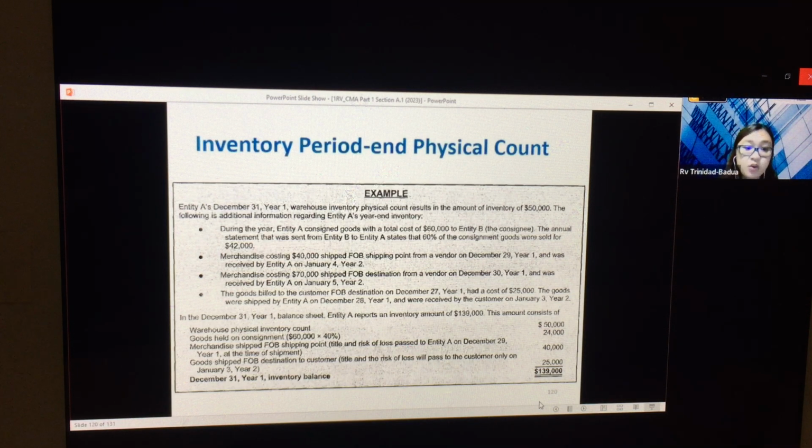In December 31 year 1 balance sheet, Entity A reports an inventory amount of $139,000. So what is the composition? What is the composition of your inventory? Number one is the warehouse inventory physical count resulted in an inventory amount of $50,000. So yun yung worth ng inventory sa warehouse.